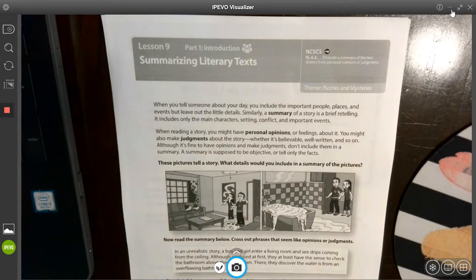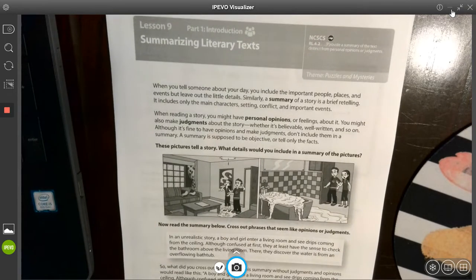This week we're going to be working on summarizing. This is RL 6.2. Provide a summary of the text distinct from personal opinions or judgments. When you tell someone about your day, you include the important people, places, and events, but leave out the little details.